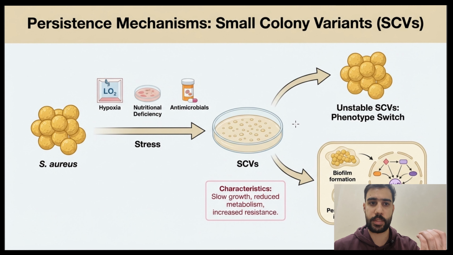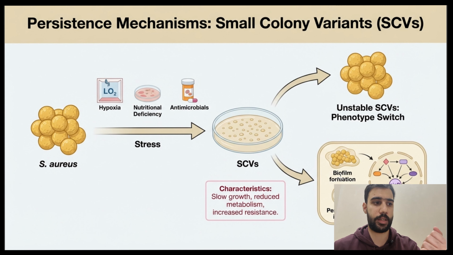And then we will have two types. The unstable ones will have switching phenotypes. Usually these are starting to get resistant. And then we have stable SCVs. These stable SCVs can stay for a really long time. This formation of a biofilm and the persistence in the cell will give us changes inside the cells themselves in these SCVs. And then when we get a favorable condition, they will pop up again and they will give us another infection.